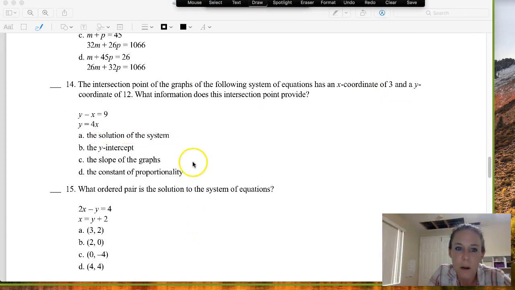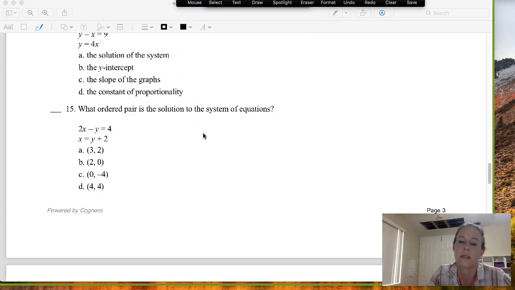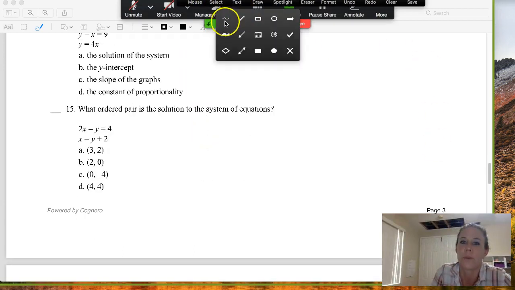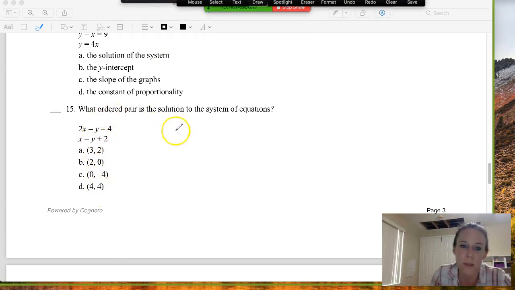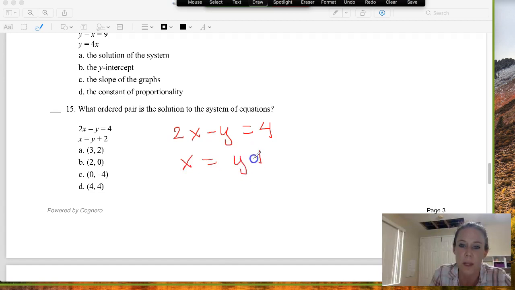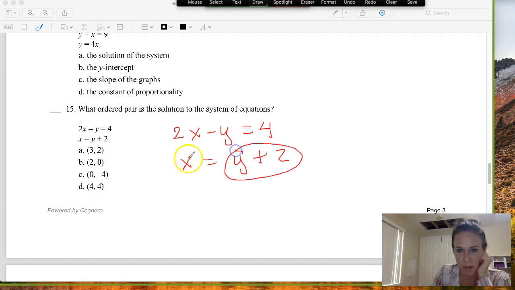All right, number 15. What ordered pair is the solution to this system of equations? So, which one of these ordered pairs works for this system? Well, just solve it. You have 2x minus y equals 4, and then you have x equals y plus 2. Usually you have to solve one of the equations for one of the variables, but this one's already solved for x, so use it.